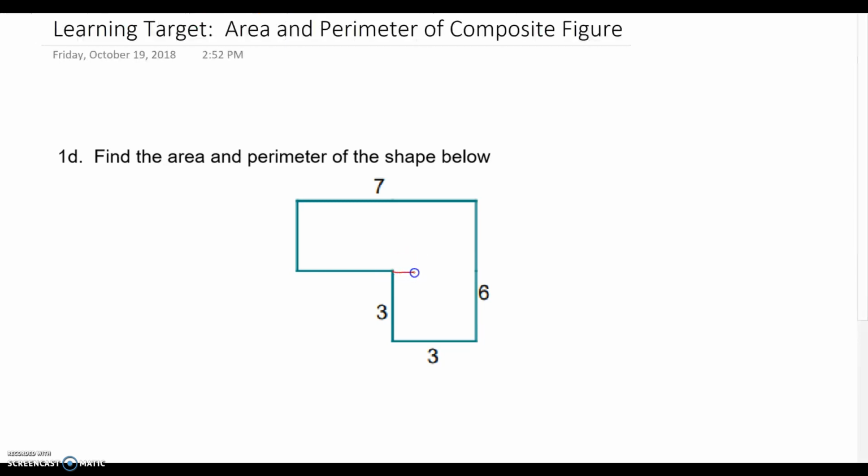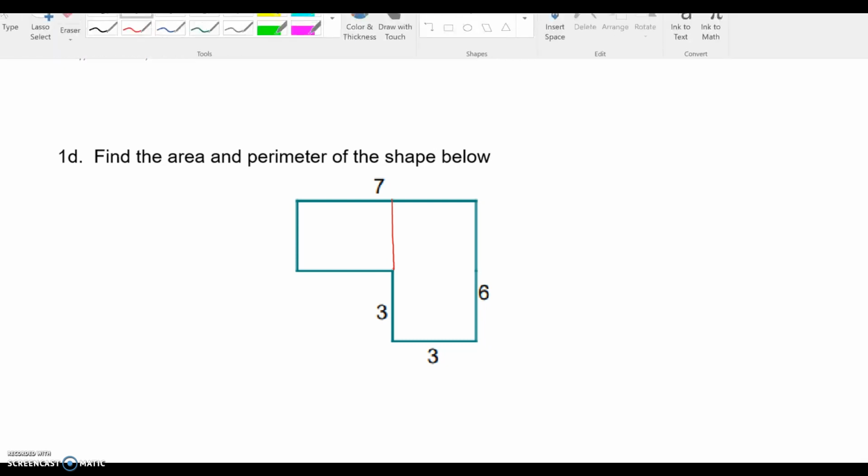I could either cut it horizontally like this and break it up into two rectangles like that, or I can cut it that way, and I've got two rectangles. I don't really have a preference either way. So why don't we go ahead and do it this way? I did it the other way in the homework, so let's do it like so. What I do now have is I need to find the dimensions of both rectangles.